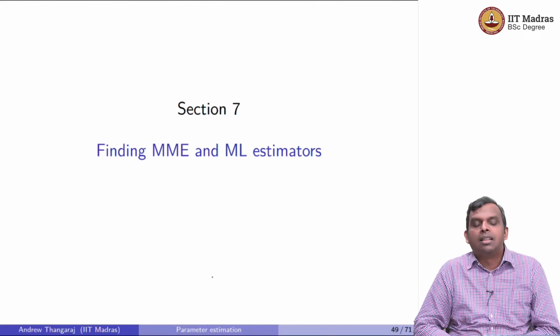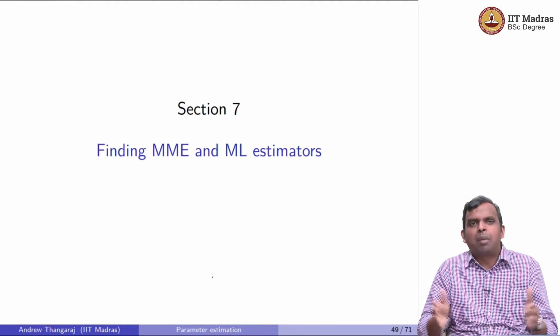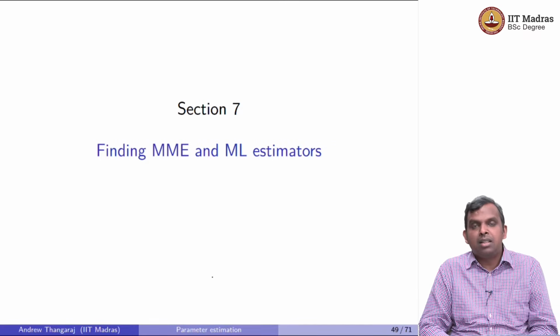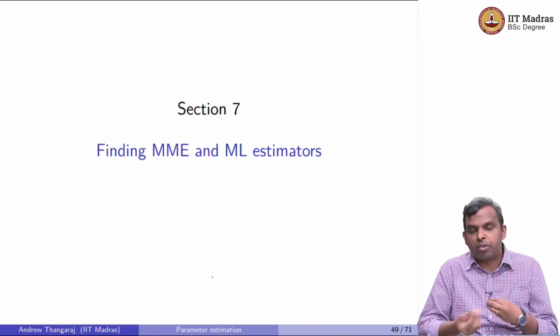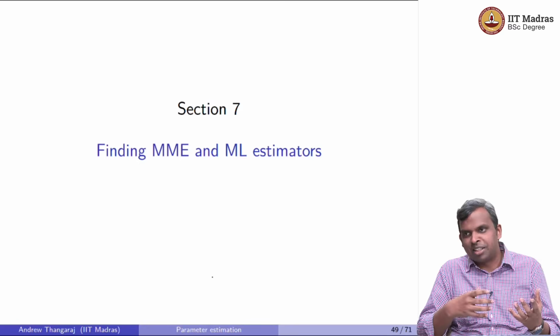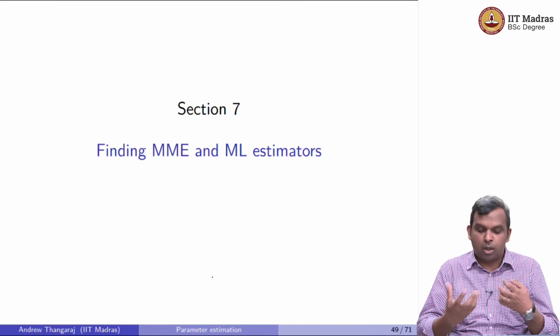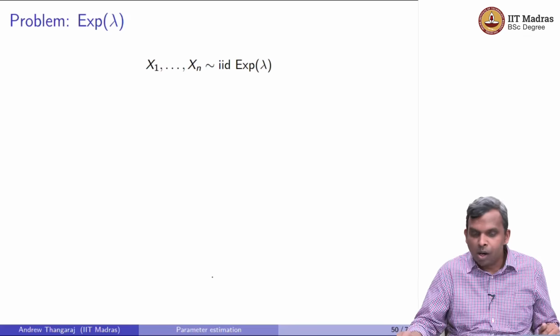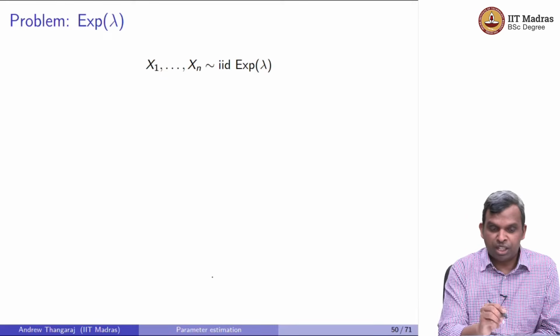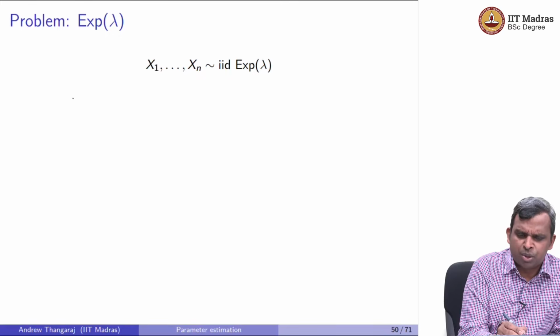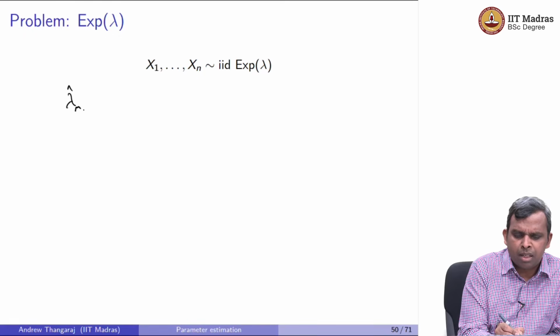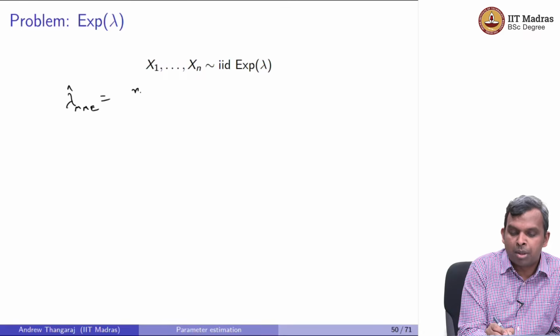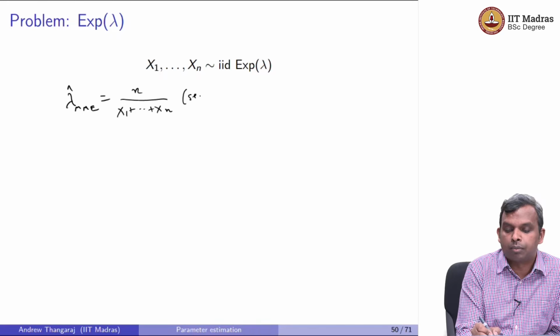And welcome. This lecture is devoted to a bunch of examples where I will derive both the MME and the ML estimator, the method of moments estimator and the ML estimator, for different problems, and show you the similarities, differences, and illustrate how these things look and how they can be different. Let's start with the exponential distribution. For the exponential distribution, lambda hat MME is already known, if you remember: n by x1 plus xn. We have derived this before, so you know this.